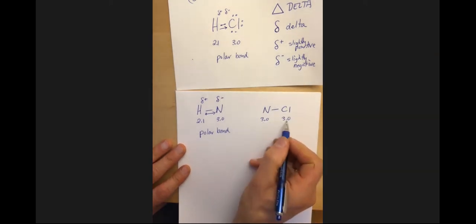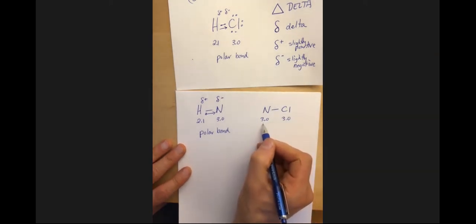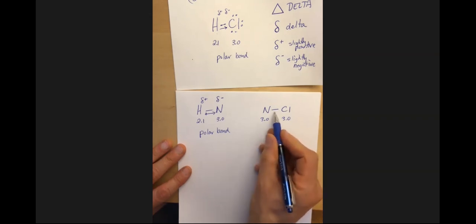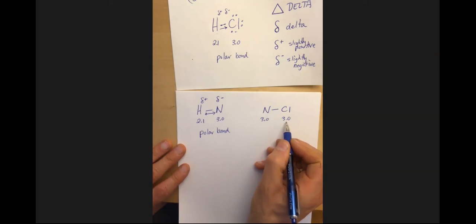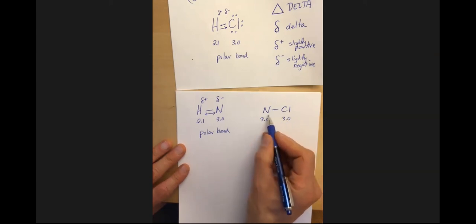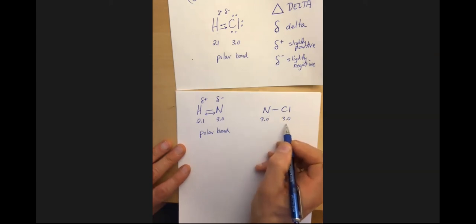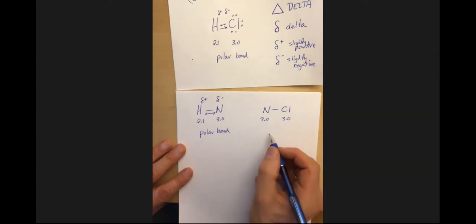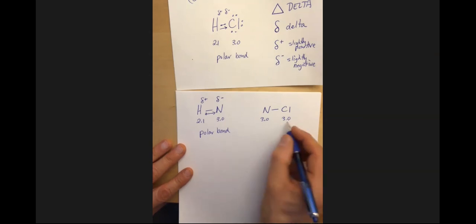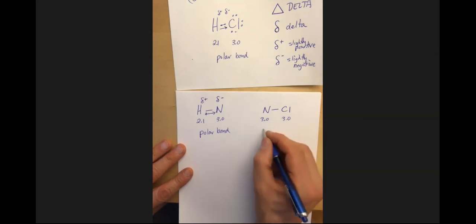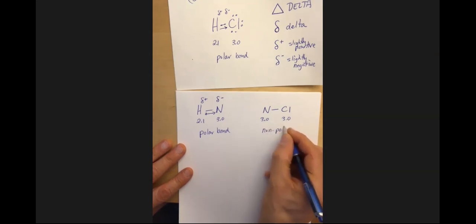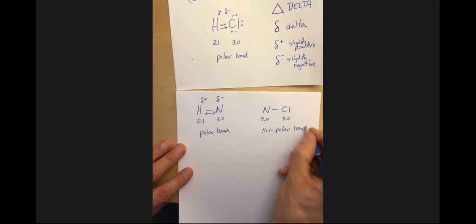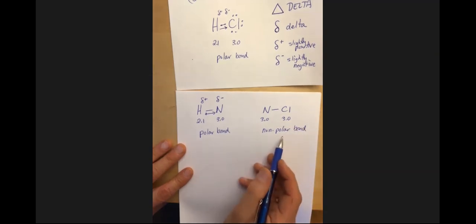So their electronegativities taken from the table show that this pair of electrons between nitrogen and chlorine are equally shared. Both chlorine and nitrogen are pulling them with the same strength, with the same desires. And so there's not going to be a slightly positive or a slightly negative end. And so if the electronegativity values are the same, we would say it's a non-polar bond. It doesn't have a slightly positive end or a slightly negative end, so it's non-polar.